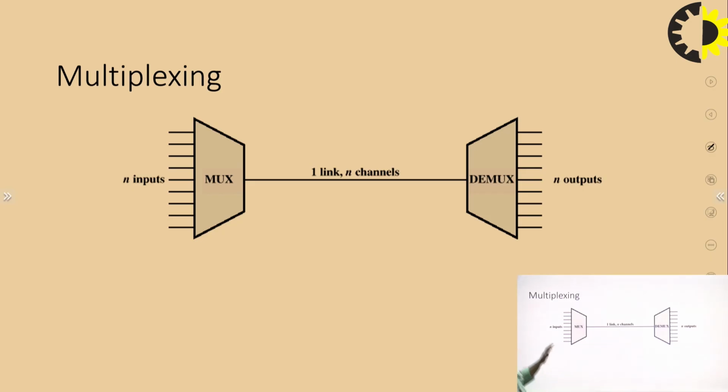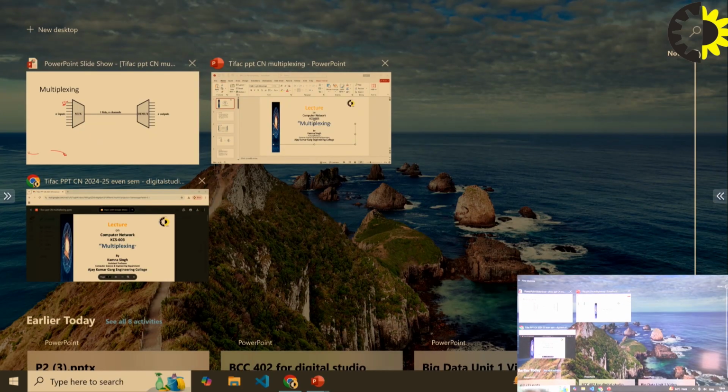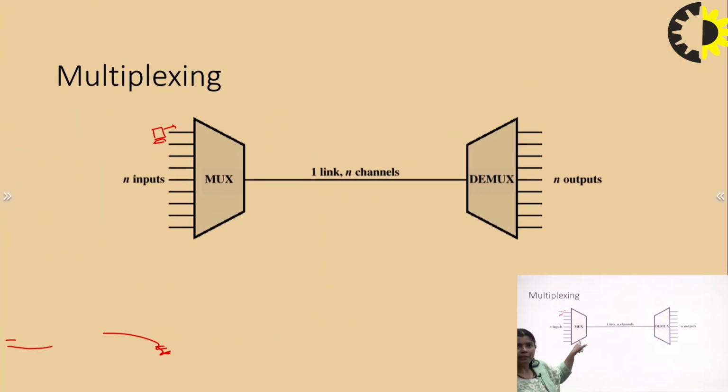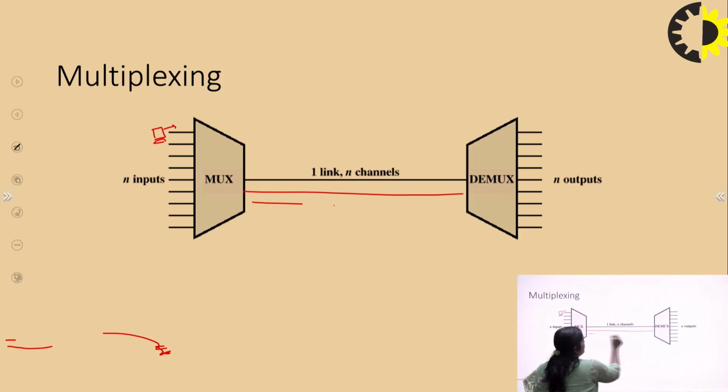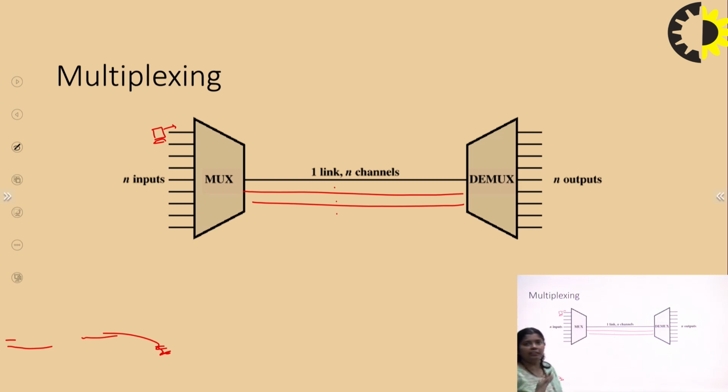Here you can see there are n inputs. What does n inputs mean? It means there are different stations, or nodes. These nodes can be in the same network or a different network, and these inputs are generated by the number of stations. The multiplexer is used, and there is one link, or transmission media, with n channels. The portion of the path is the channel, so on one transmission media, different channels are transmitted.